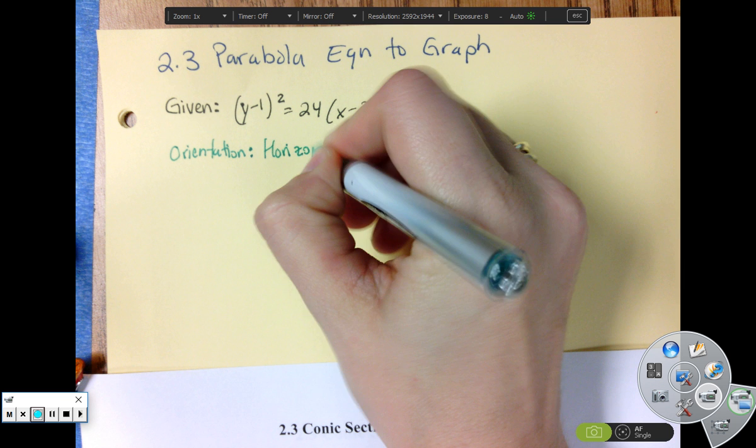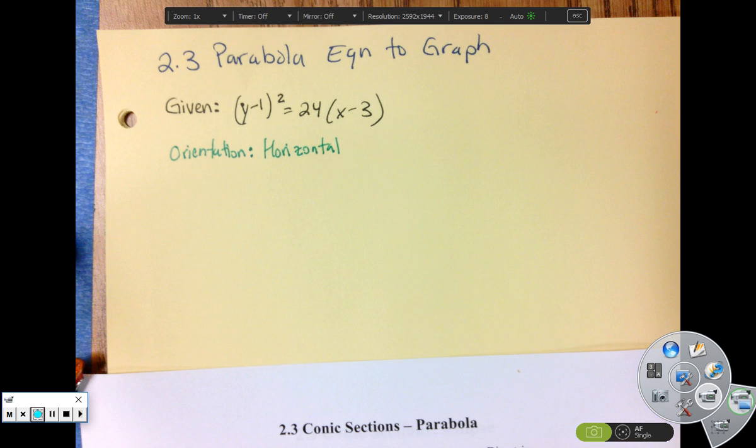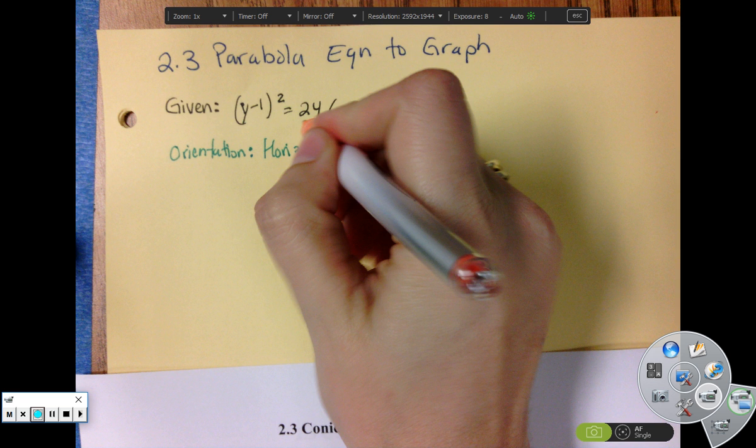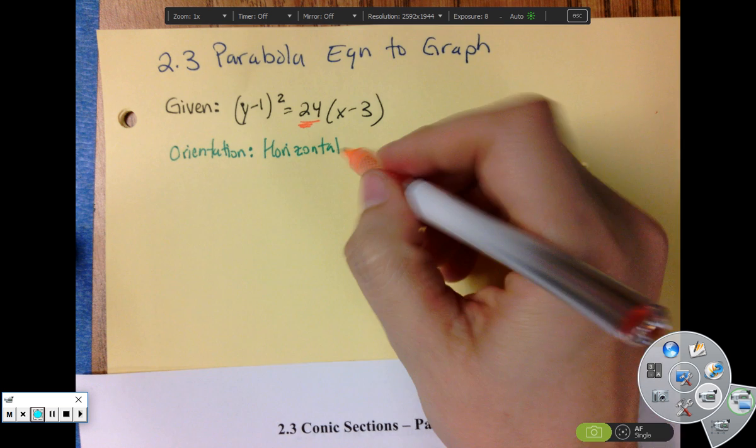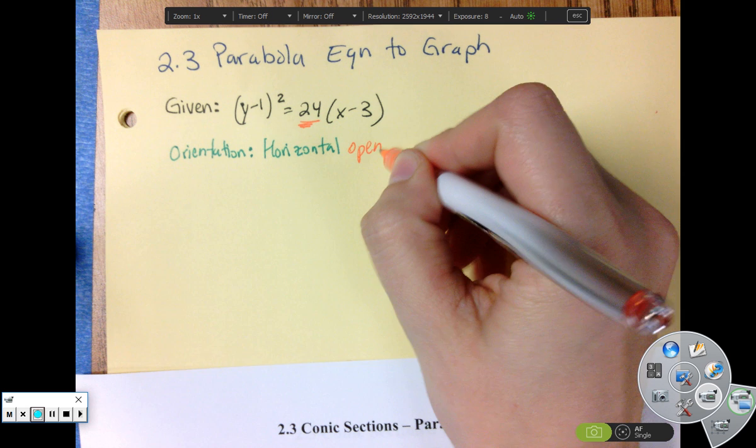But we have two choices. It can open to the right or it can open to the left. So how will I know that? In this case, I look at the coefficient 24. Because that's positive, that's going to tell me that it's opening right.